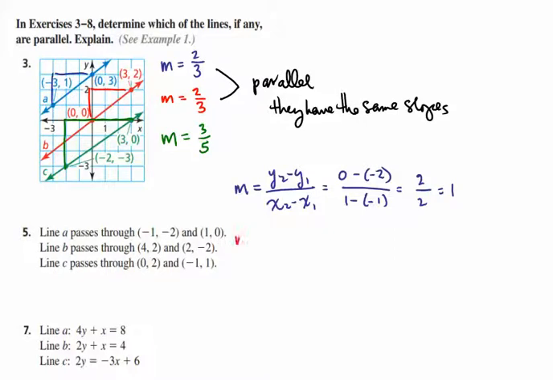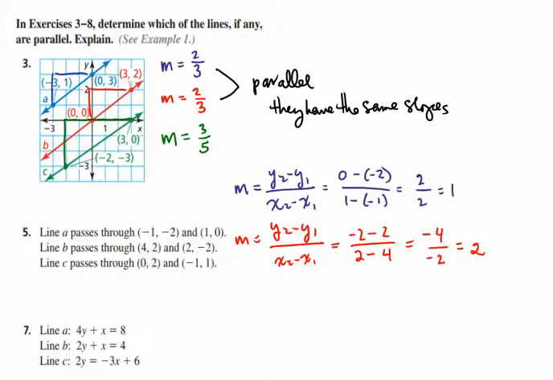Line B, m is equal to y2 minus y1 over x2 minus x1, and so we have negative 2 minus 2 over 2 minus 4. Negative 2 minus 2 is negative 4, and 2 minus 4 is negative 2 for a slope of 2.